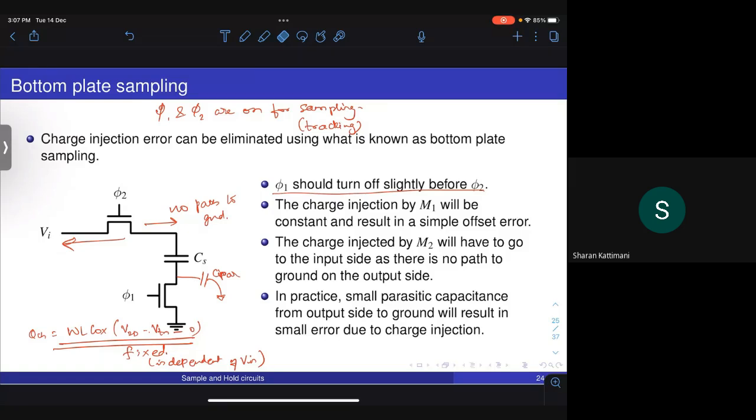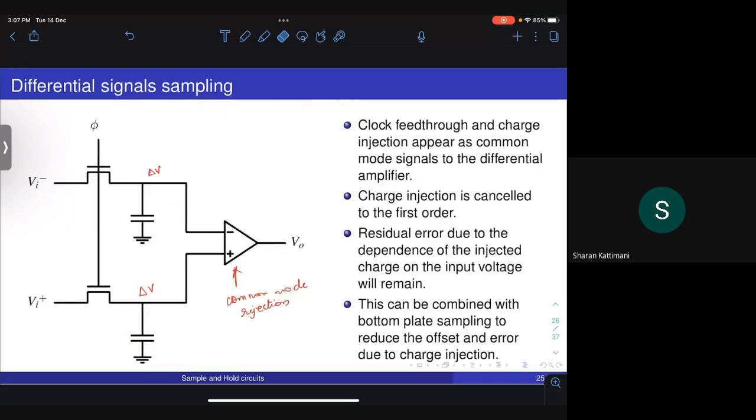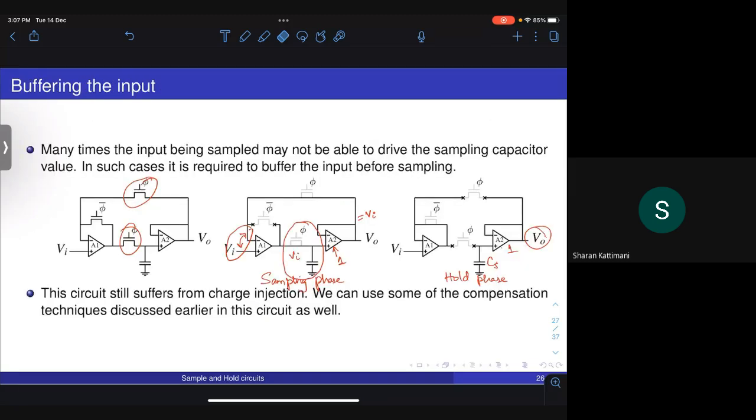Okay, another way of compensating for charge injection is using bottom plate sampling, or we can even use differential if the input is differential. That helps in compensating for charge injection. And one other thing that we have seen in the end is how to configure sampling switches while buffering the input and buffering the output from the sampling capacitor.